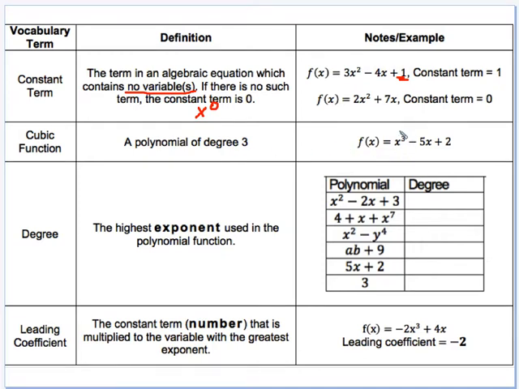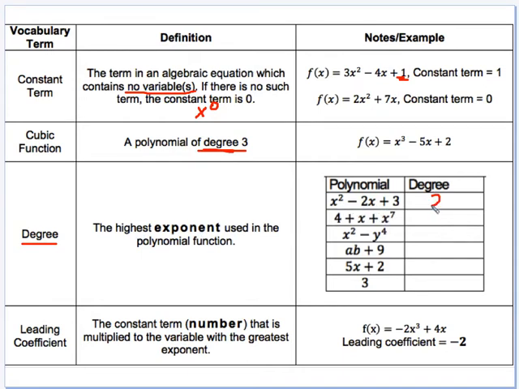Okay, a cubic function, you've seen them before, a polynomial of degree 3. What that means is the highest exponent is a 3. The degree is just a term to describe the highest exponent used in a polynomial function. What amazes me is that these terms are all in alphabetical order, but some of the terms, like degree, are used in the definition of other terms. Anyway, when you say what's the degree of the polynomial, they just want to know what the highest exponent is.